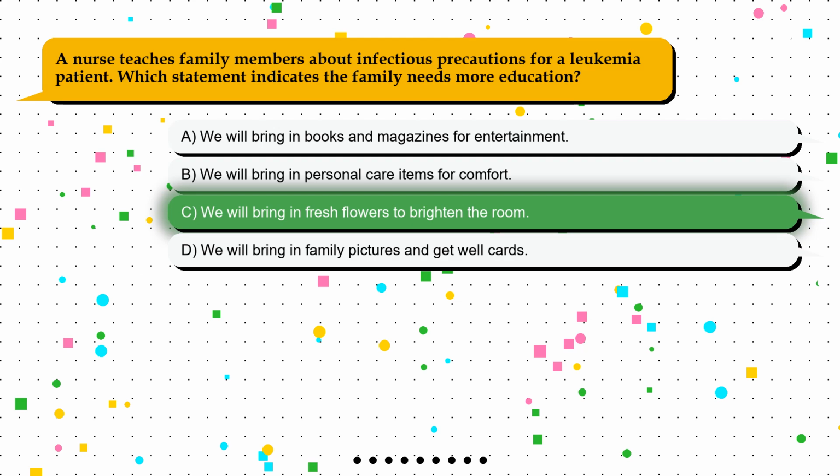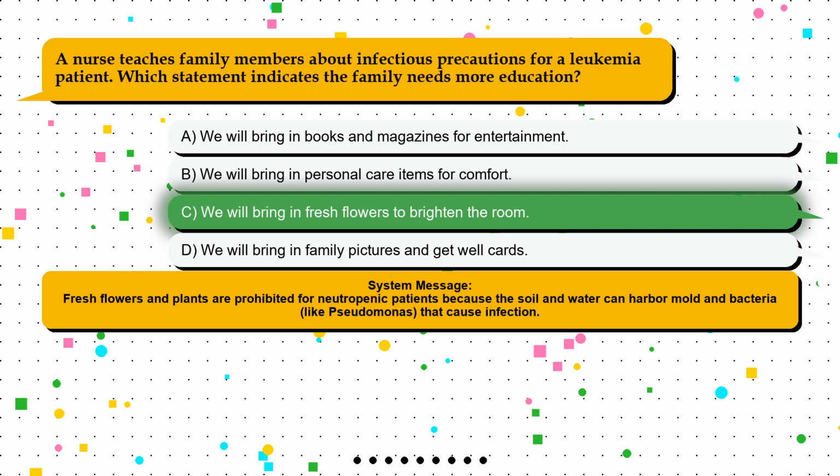The correct answer is option C. We will bring in fresh flowers to brighten the room. Fresh flowers and plants are prohibited for neutropenic patients because the soil and water can harbor mold and bacteria, like Pseudomonas, that cause infection.